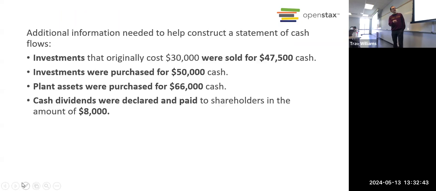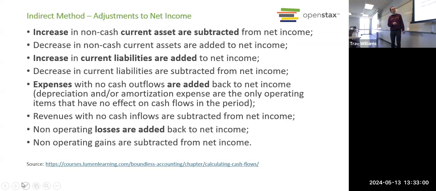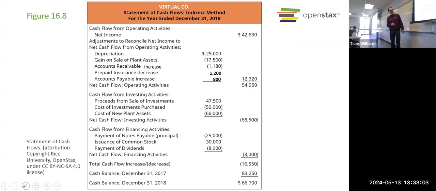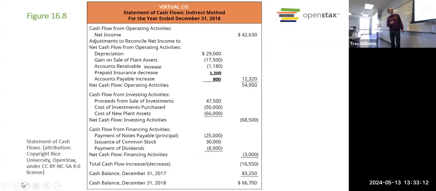Then we issued some common stock. We can see that on the balance sheet as well. Common stock went up from 100,000 to 130,000. So if we issued 30,000 in stock, typically means we got $30,000 in cash from investors. And then we also paid out 8,000 in dividends. That is not on the balance sheet, but it was told to us right here. So we add up these three transactions, we get from financing negative $3,000. So more cash went out than came in that section.